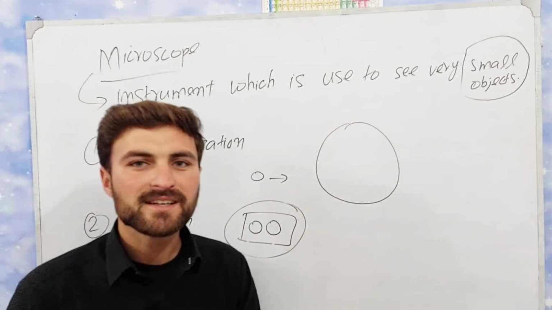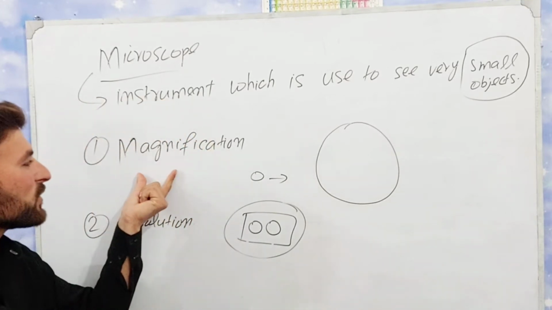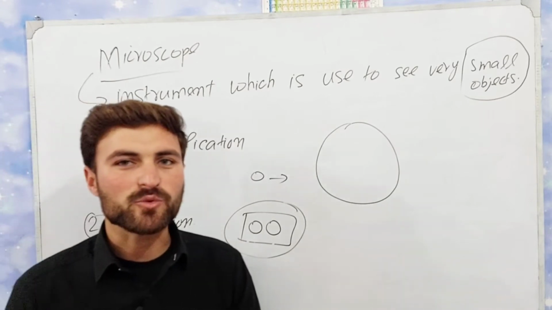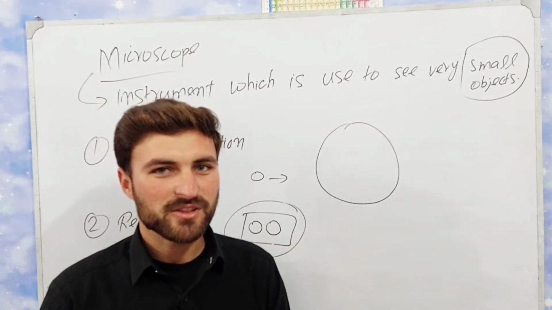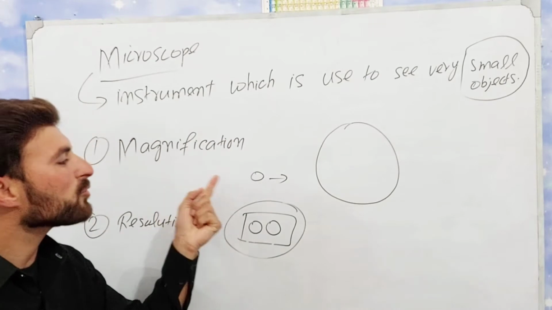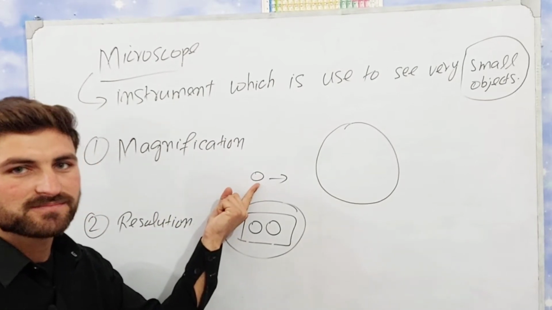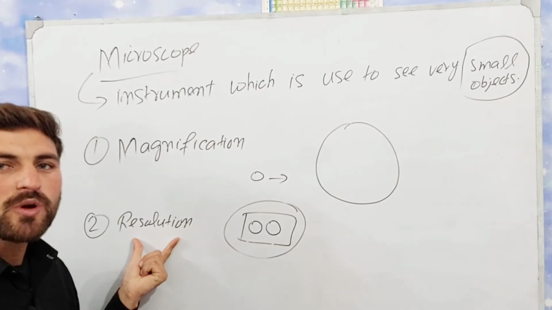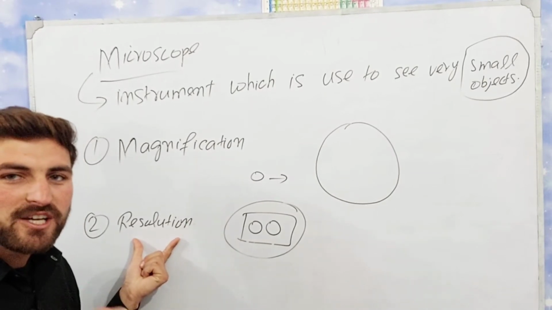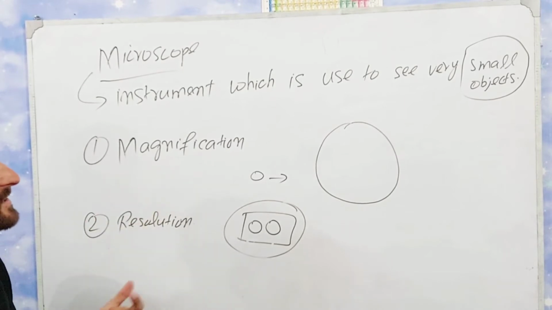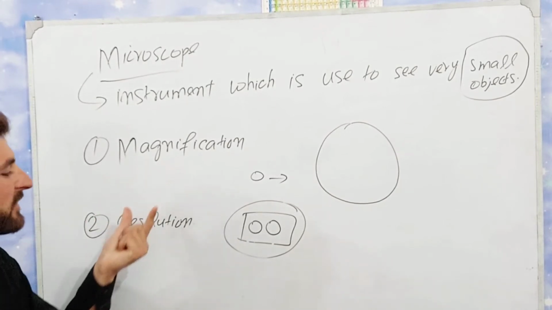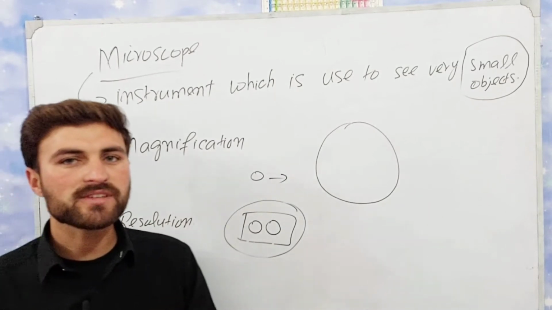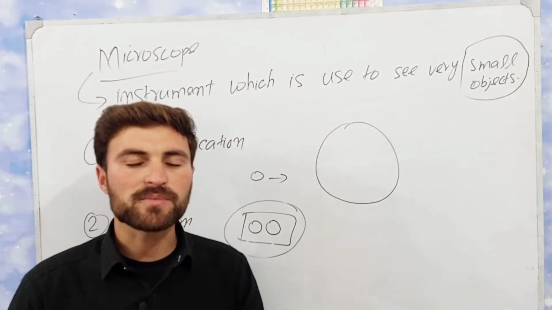So after having discussion on these two properties, magnification and resolution, it is clear to us why we are using the microscope. The first one is that because of the microscope we can see objects larger, and the second one is that because of the microscope we can see the object more clearly. There are many other things to discuss in magnification and resolution, but we will discuss those things after having discussion on the lenses of the microscope.